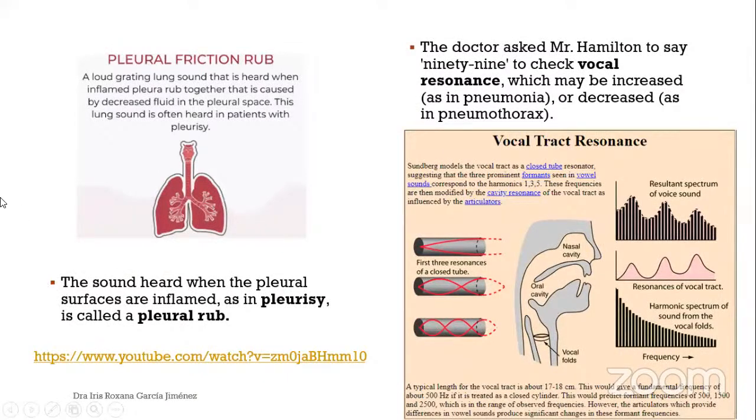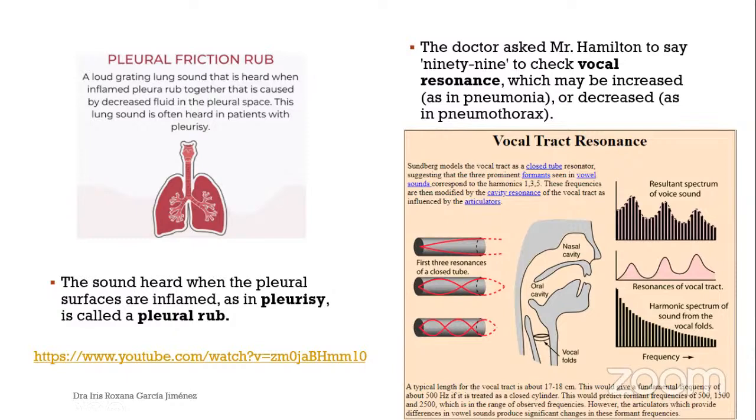The sound heard when the pleural surfaces are inflamed, as in pleurisy, is called a pleural rub. Again, we have a link that I'm going to send to the group. Don't worry about it. The pleural friction rub is a loud grating lung sound that is heard when inflamed pleural surfaces rub together, caused by decreased fluid in the pleural space. Okay.